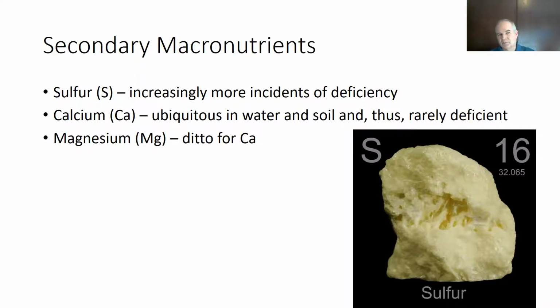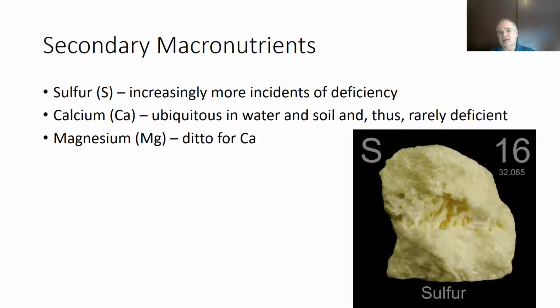Calcium and magnesium are still pretty rare in terms of being deficient. They're both ubiquitous in the water and in the soil, and thus are very rarely deficient. Now, there are cases where we get deficiencies. You do have some soils, typically sandy, low organic matter soils, where we're not irrigating, high rainfall areas, low pH. Those are the ones that will be most likely to have deficiencies of these.